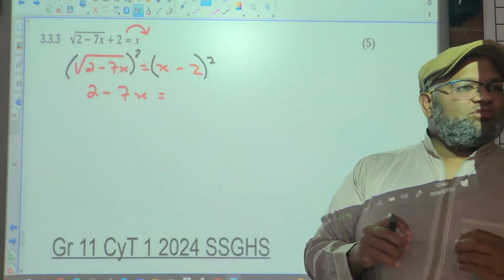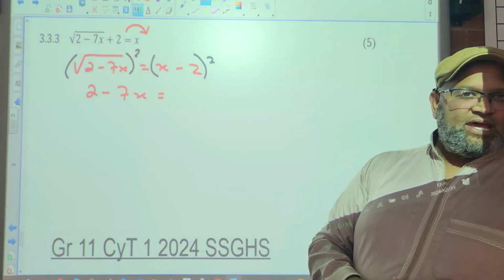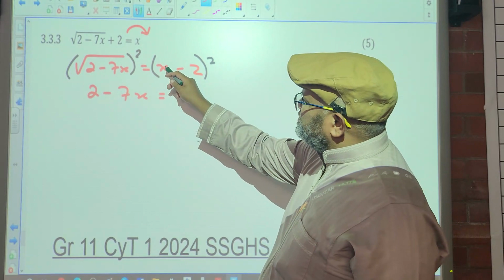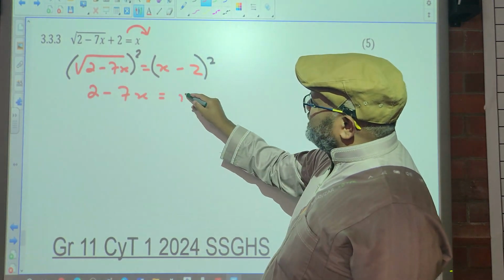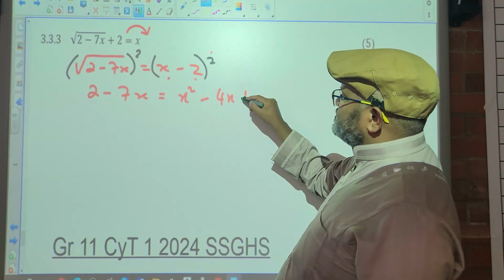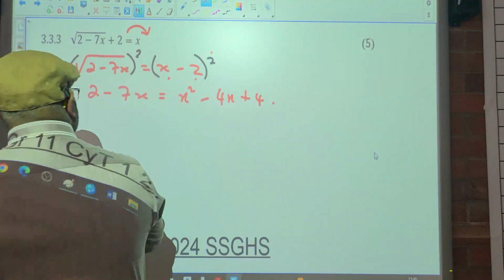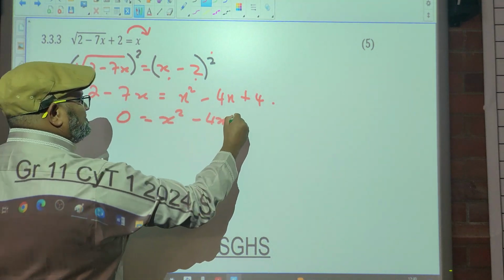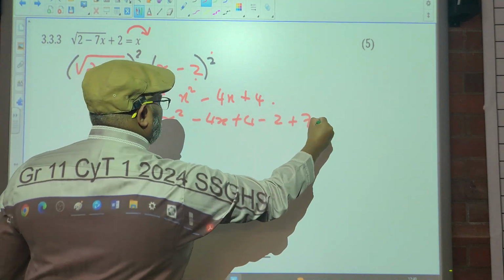People, if you don't know how to do this, don't be brave. Write it out twice and multiply them. Okay, I know how to do it, I'm going to do it now. First term squared gives you x squared. That times 2 gives you negative 4x. Last term squared is positive 4. People, we take everything to one side of the equal sign. So 0 is equal to x squared minus 4x plus 4 minus 2 plus 7x.